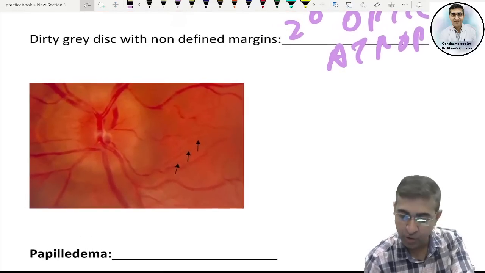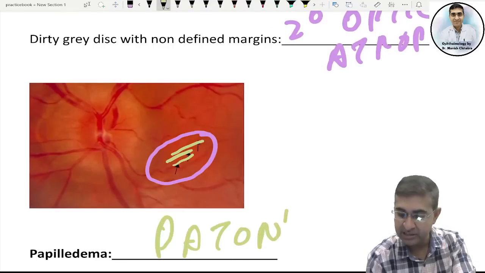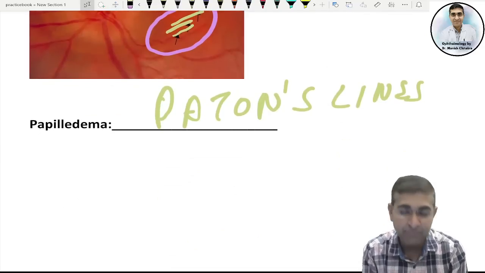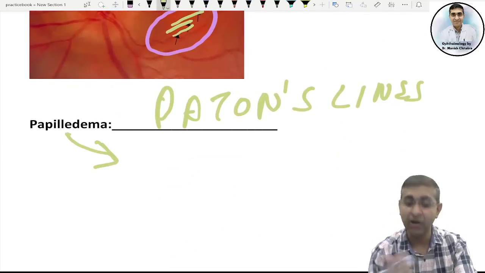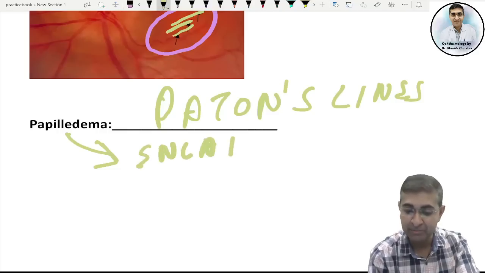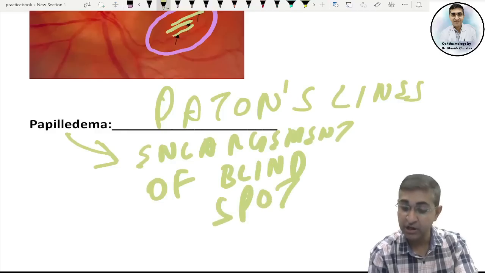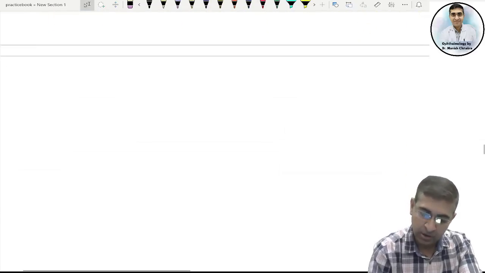And if I am talking of disc edema, what is this sign? Can you see the stretch lines in the retina? Are you able to appreciate the stretch lines in the retina? This is known as Paton's lines. And now there was a recent exam question in which it was asked, in which condition there is enlargement of the blind spot in papilledema. There is enlargement of the blind spot on perimetry. This is your recent exam question, just 5 or 6 months back. Okay. All right.